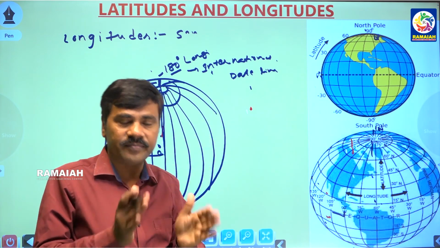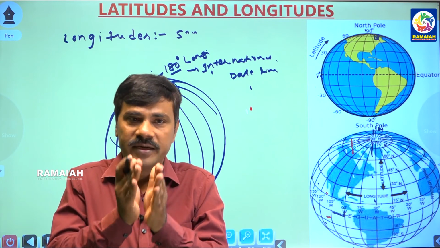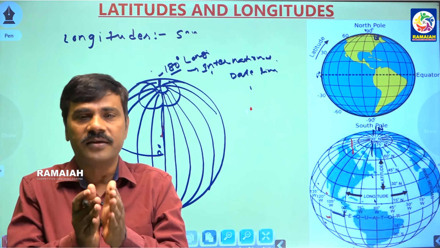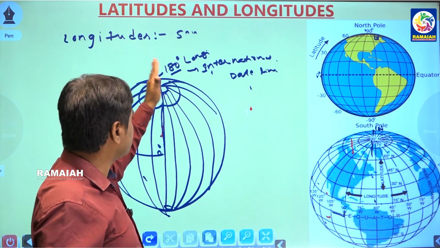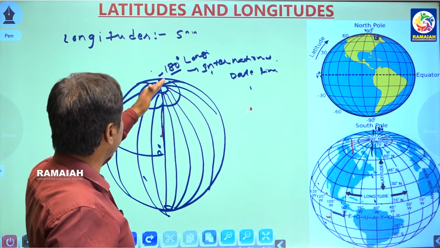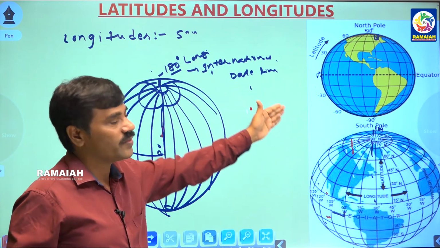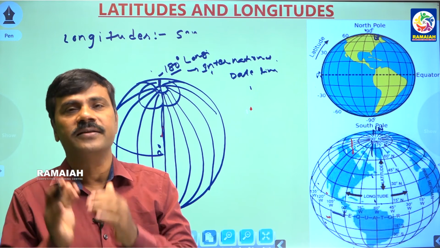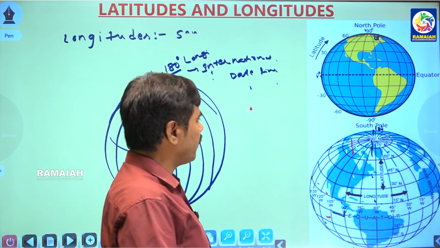Another name of the 180 degree longitude is the International Date Line. At that 180 longitude, the date and day will change. If you go to the western side, the day will increase, and on the eastern side the day will decrease. That's why this is called the International Date Line.